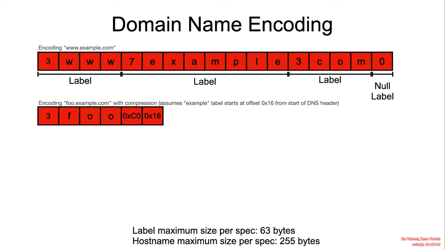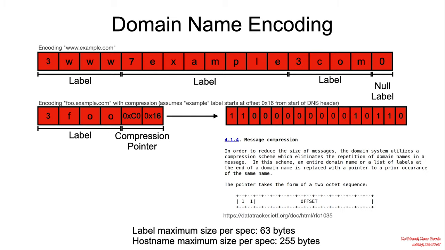With regards to compression, if we were to represent foo.example.com, then we only need to care about the label foo, and then we set a compression pointer, which basically indicates the offset from the beginning of the packet where to find the rest of the label. So in this case, pointing back to example.com.